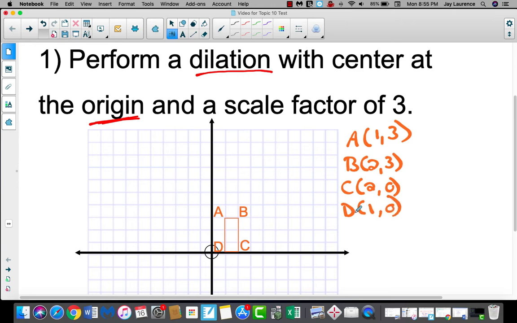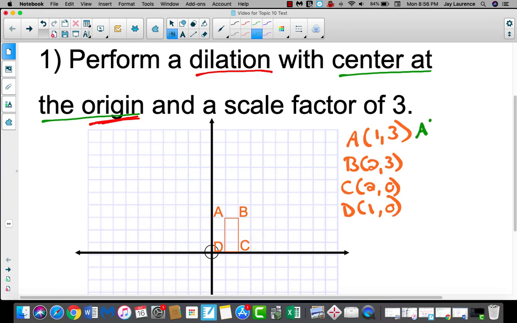All right, now like I said, you should be doing this with me. So you should have this rectangle graphed at those coordinates. If you don't, pause the video and then go ahead and get it graphed. Okay. So now, I need to perform a dilation with a scale factor of 3. Since the center is the origin, did I say that enough? The center at the origin, that means I'm going to multiply each coordinate by 3.